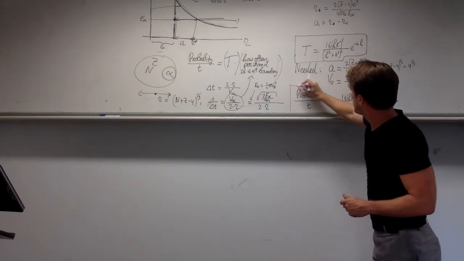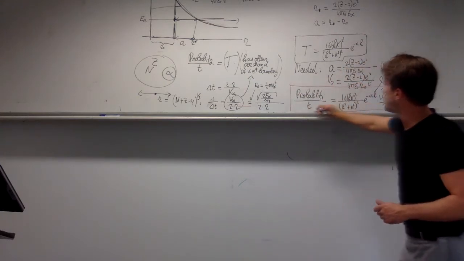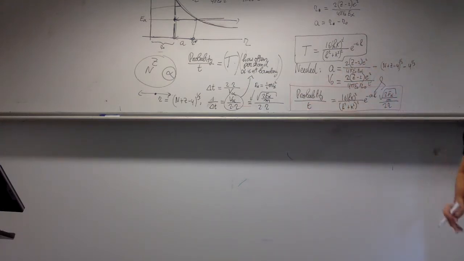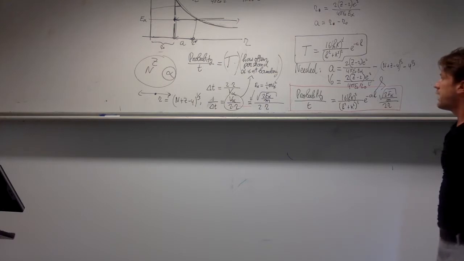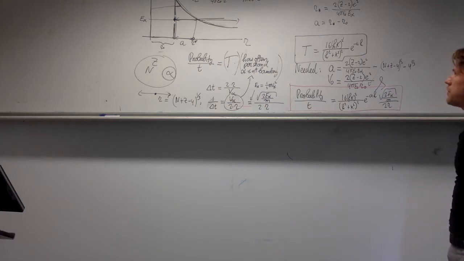And that's our final expression. This one right here. Now this gives you a pretty good order of magnitude estimation of how often you expect particles to come flying out of the nucleus if it's alpha radiation.